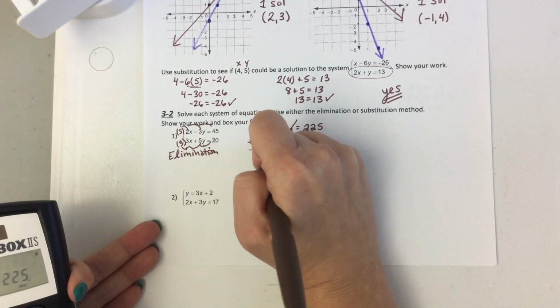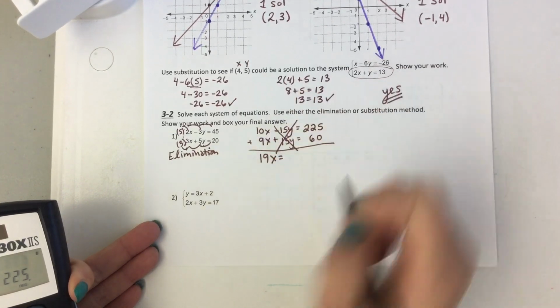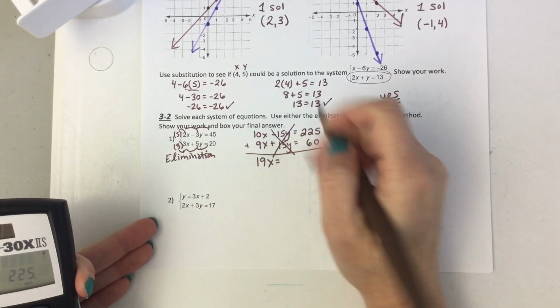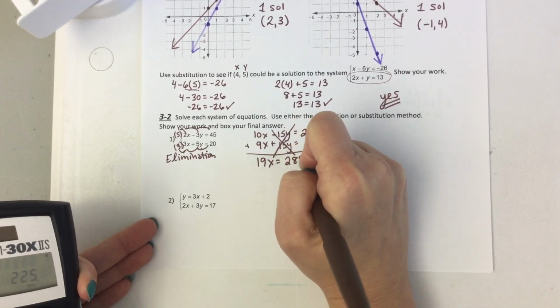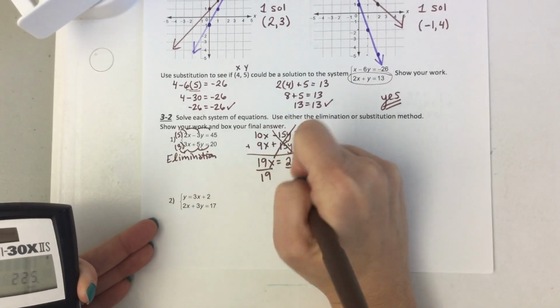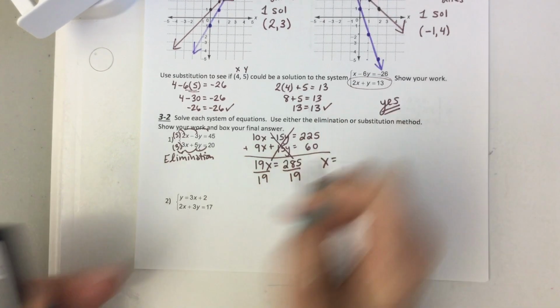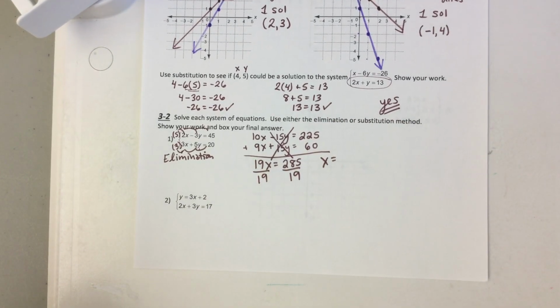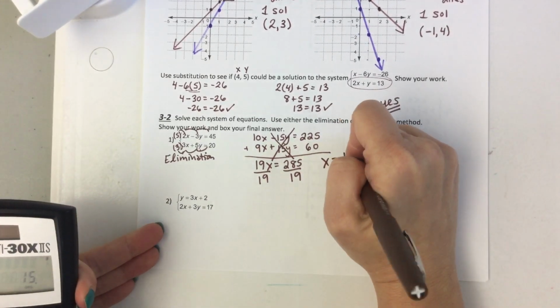10x plus 9x makes 19x. The y's were eliminated. 225 plus 60 is 285. Now, if I want to solve for x, I just have to divide both sides by 19. If I take 285 divided by 19, I get 15.